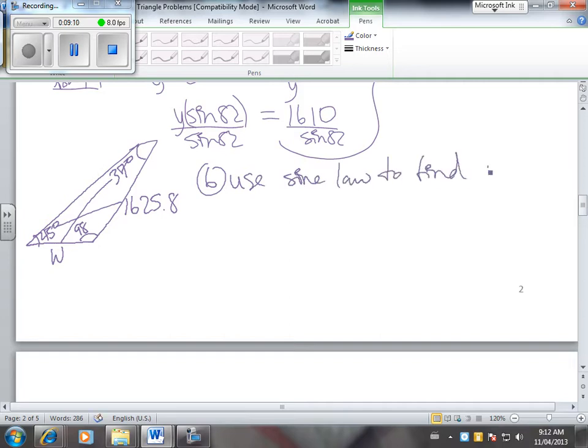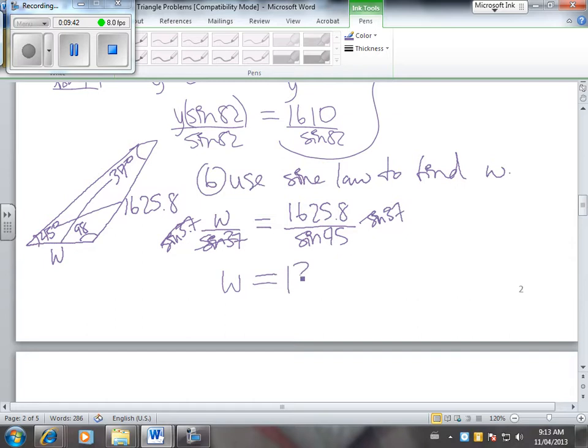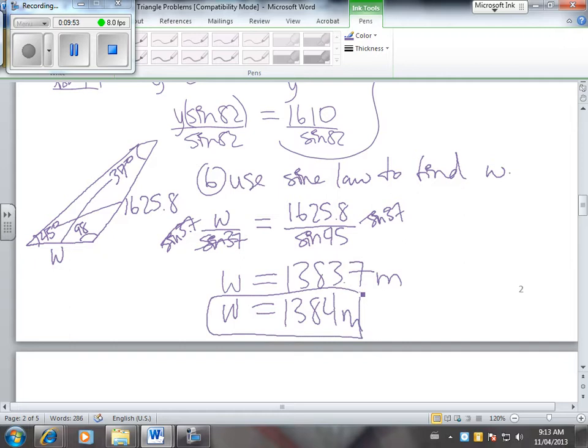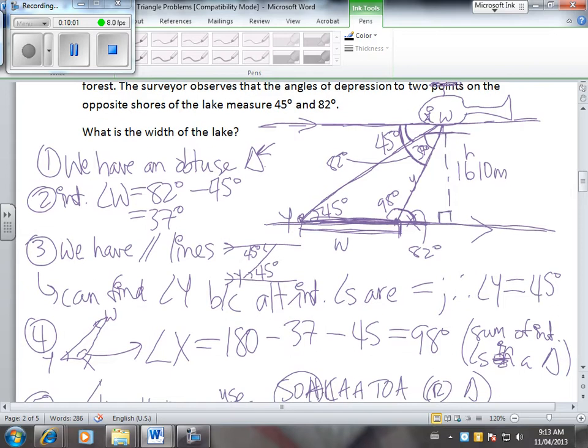So use sine law to find W. So I have W over sine 37 equals 1625.8 over sine 45. So this was W over sine W equals Y over sine Y. And again, if I multiply both sides by sine 37 to get the W by itself, I get W equals 1383.7 meters, or W equals 1384 meters. So the width of the lake is 1,384 meters. And so again, when we started, we weren't given a ton of information, but using your knowledge of geometry and trigonometry, we can usually find everything we need.